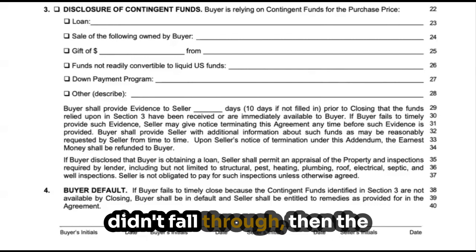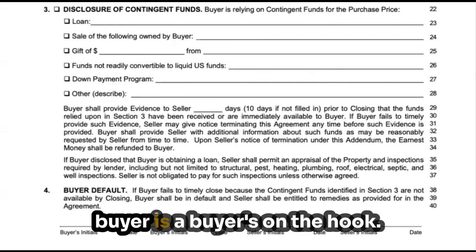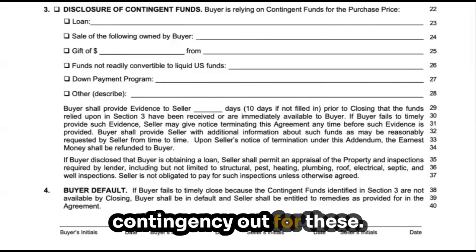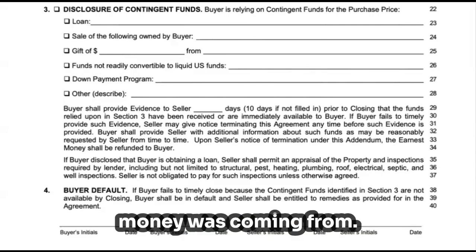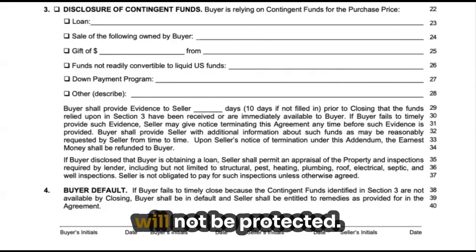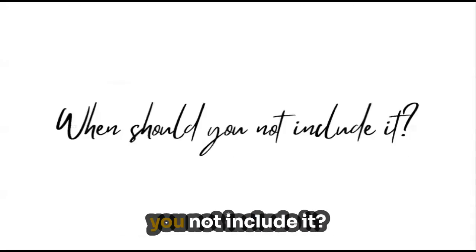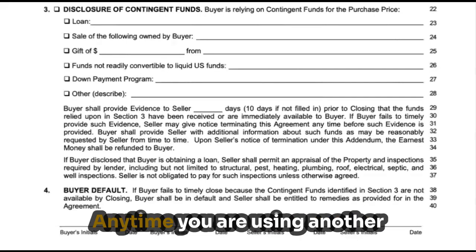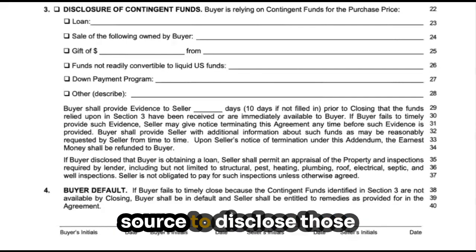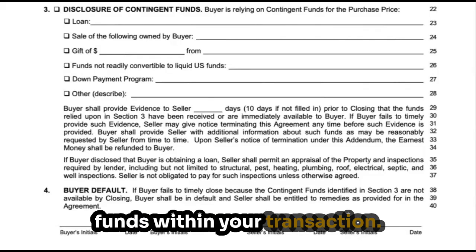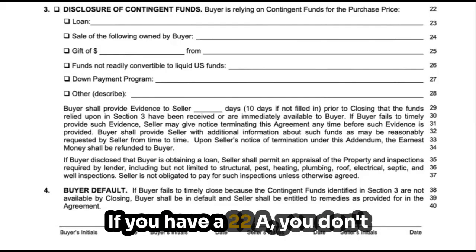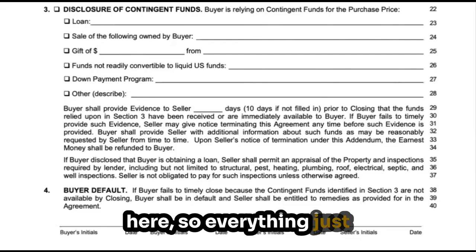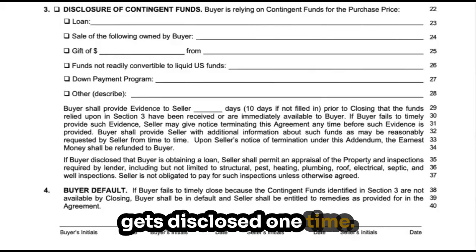If the seller does not terminate and the buyer can't close because any one of these sources of funds fell through, then the buyer is on the hook. The buyer did not have a contingency out for these. The buyer was only disclosing where the money was coming from. The buyer's earnest money will not be protected. Okay, so when should you not include it? I just wanted to touch on that one more time, though. Anytime you are using another source to disclose those funds within your transaction. If you have a 22A, you don't redisclose the same funds here. So everything just gets disclosed one time.